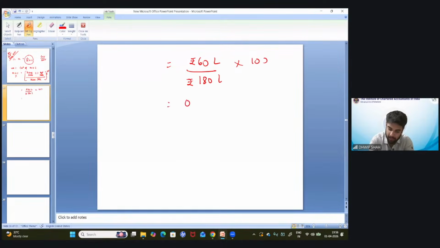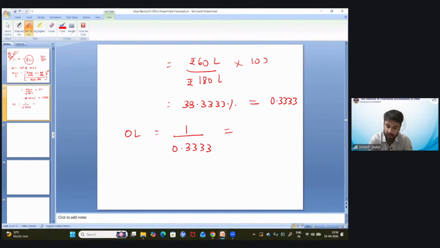So 1/3 means 0.333, which means 33.33%, which is nothing but 0.3333. Yes or no? So if MOS is 0.3333, can I say OL is 1 divided by 0.3333? How much is it coming to? 1 divided by 0.3333. Tell me how much is operating leverage coming to?